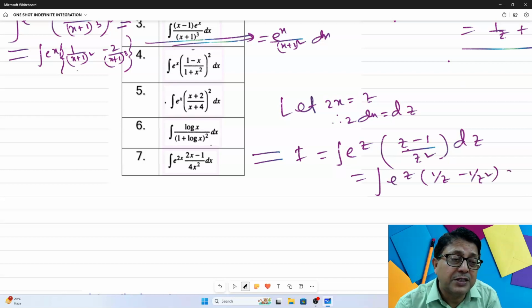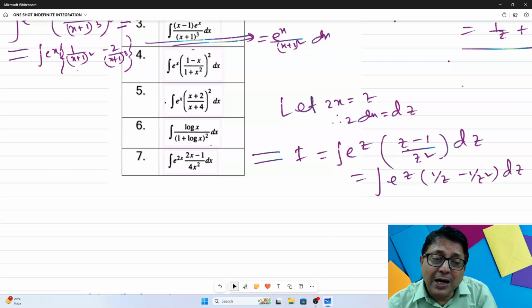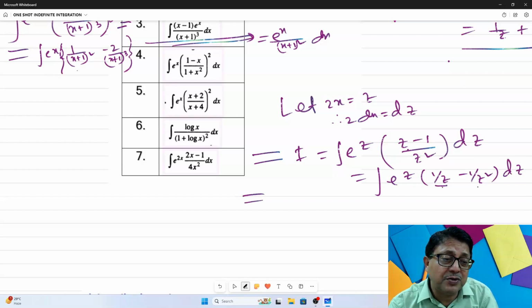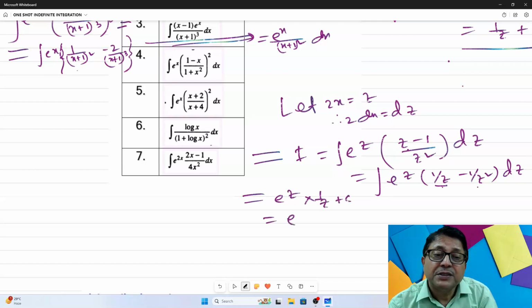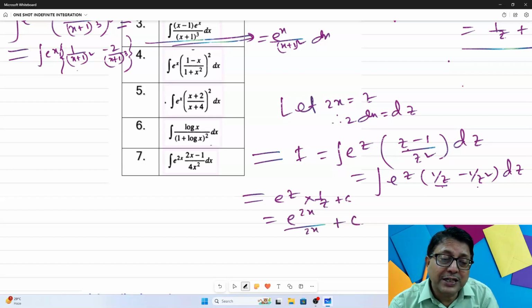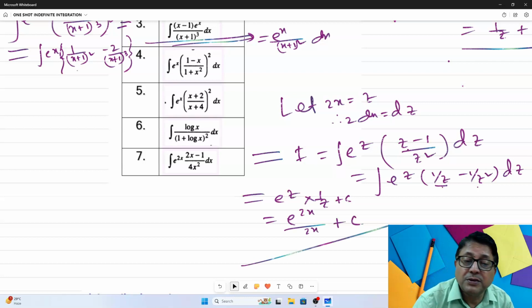Minus 1 by z square dz. So the answer is, if this is fz, this one is f dash z. So answer is e to the power z into 1 by z plus c. Z is what? 2x. So e to the power 2x by 2x plus c. Problem is solved. You must try the other sums from the worksheet.